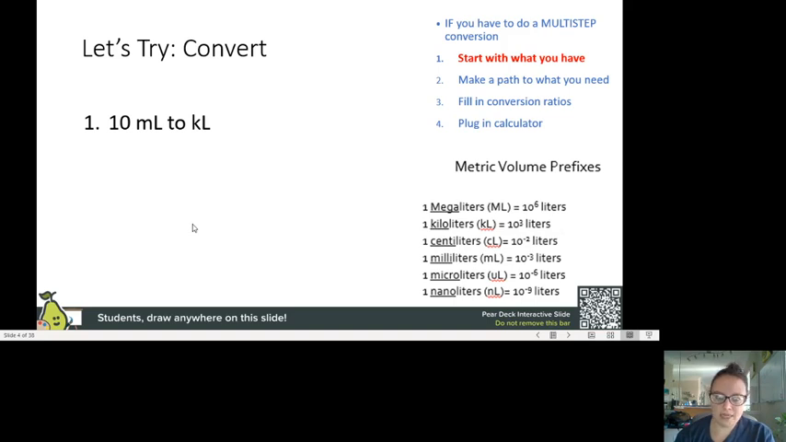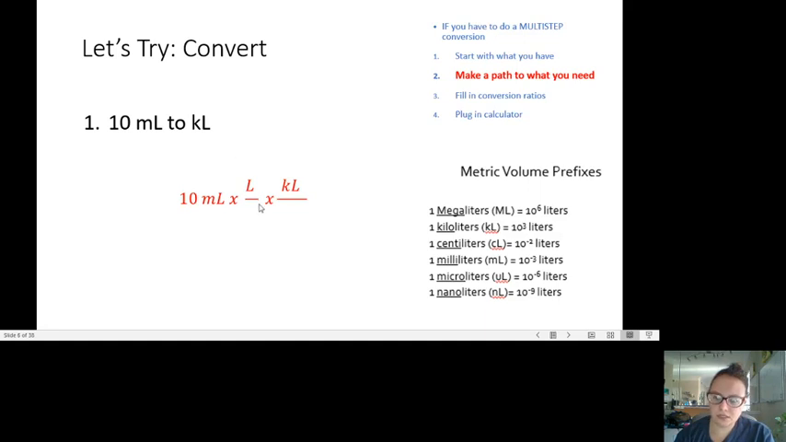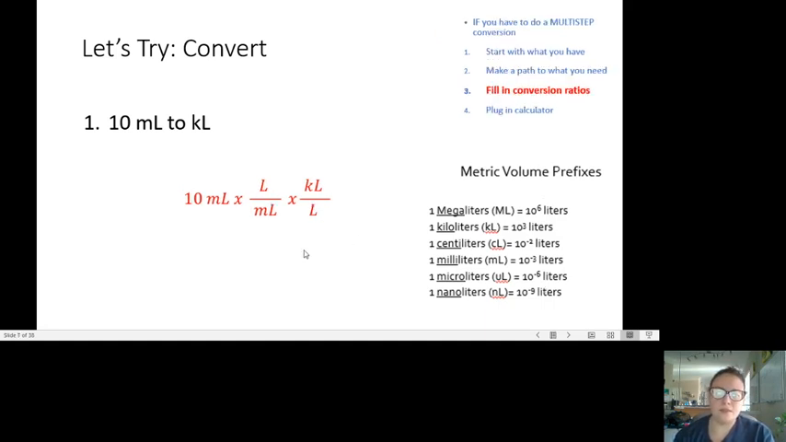So we're going to start with what we have, the 10 mils. Then we know that we need liters, and then kiloliters. Based on our list, liters has to be in the middle. And then to get the milliliters to cancel, we always put the given on the bottom of the next ratio. So then I have liters and liters, that's going to cancel also. So then I plug in the numbers. I have 1 mil is 10 to the minus 3 liters. 1 kiloliter is 10 to the 3rd liters. So that's where these numbers came from, is this chart on the right.